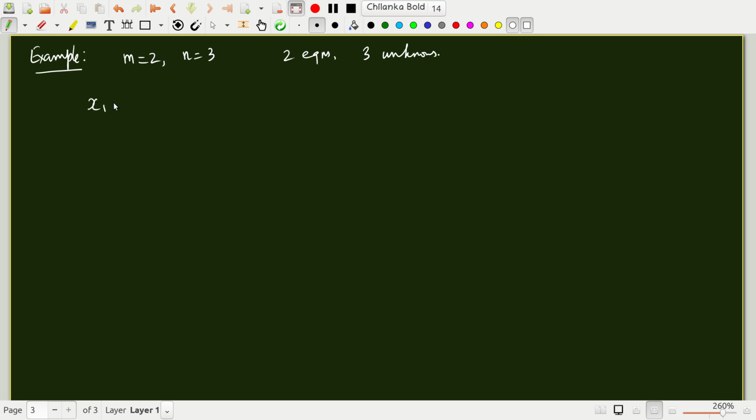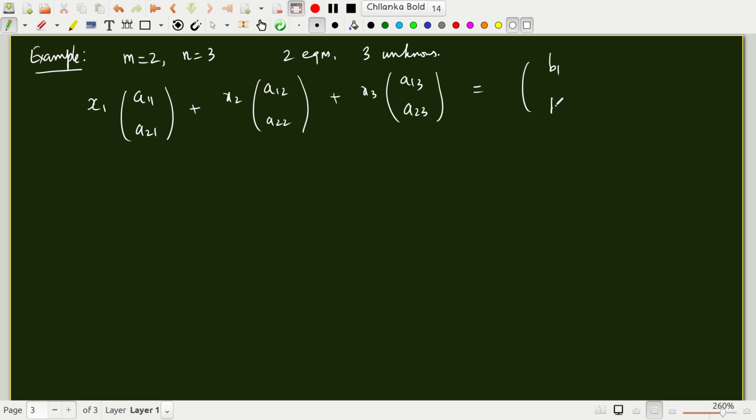So the problem will look like x1 times (a11, a21) plus x2 times (a12, a22) plus x3 times (a13, a23) is equal to (b1, b2). Remember that these are all knowns. The only thing that we are interested in finding are x1, x2 and x3. Here you have these column vectors. Let's call them c1, c2, c3.